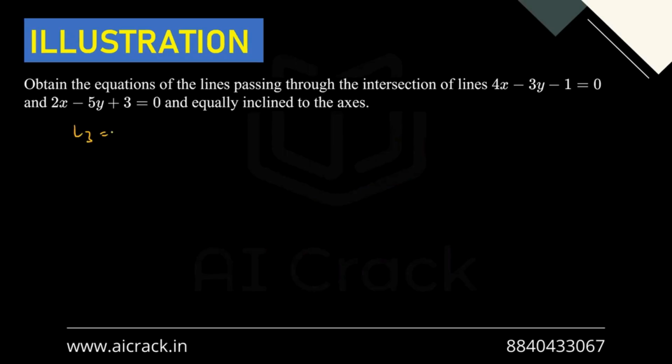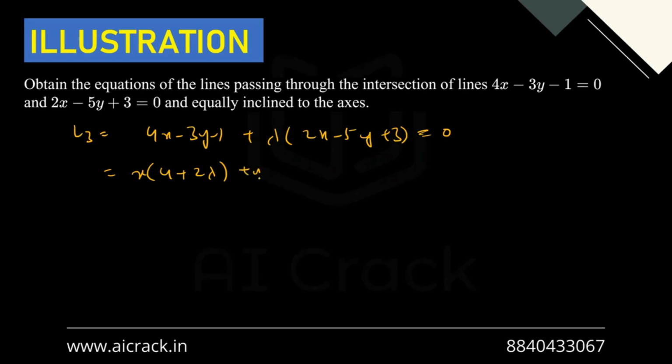So let's say the line is, because the line is passing through the intersection of these two lines, we can write with the help of family of lines 4x minus 3y minus 1 plus lambda times 2x minus 5y plus 3 equals to 0. So this is our line L3, and we'll take the x terms together, y terms together, and see what happens. So that would give me x times 4 plus 2 lambda plus y times minus 3 minus 5 lambda plus 3 lambda equals to 0, right?